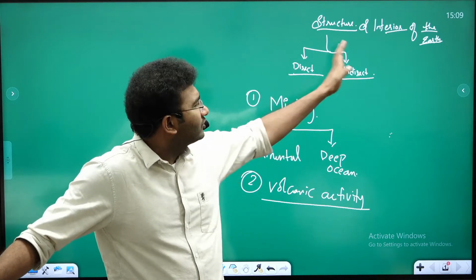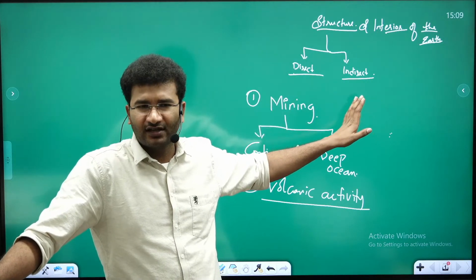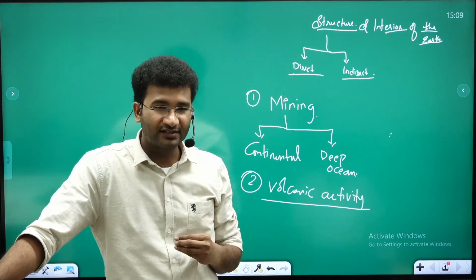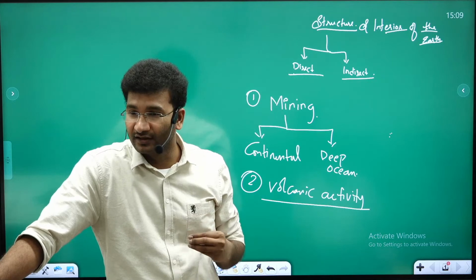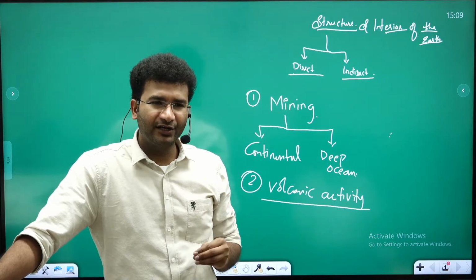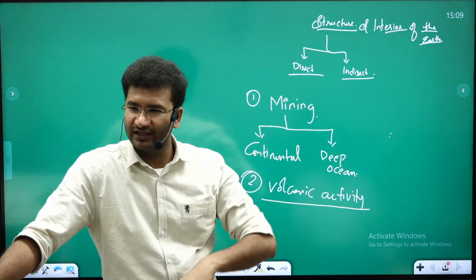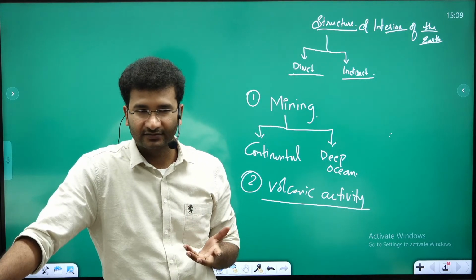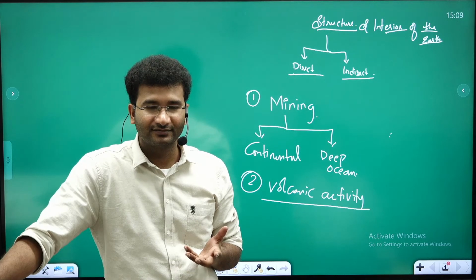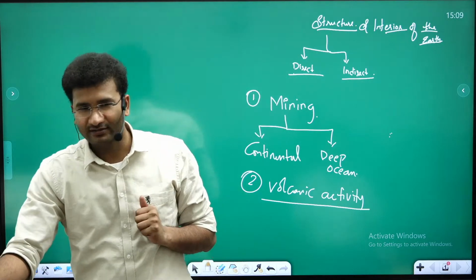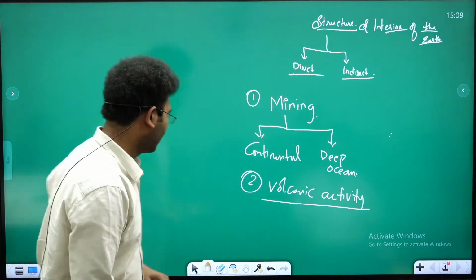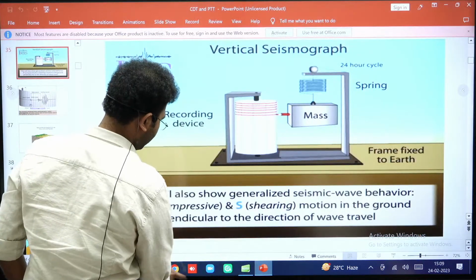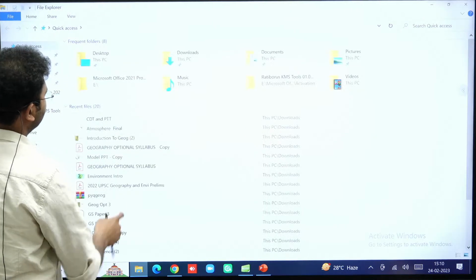Now, when it comes to the indirect sources, the first is when you study meteors. That also helps you understand what is there within the interior of the earth. But how does studying meteors help you? How? You can find out the age, and when the earth formed.